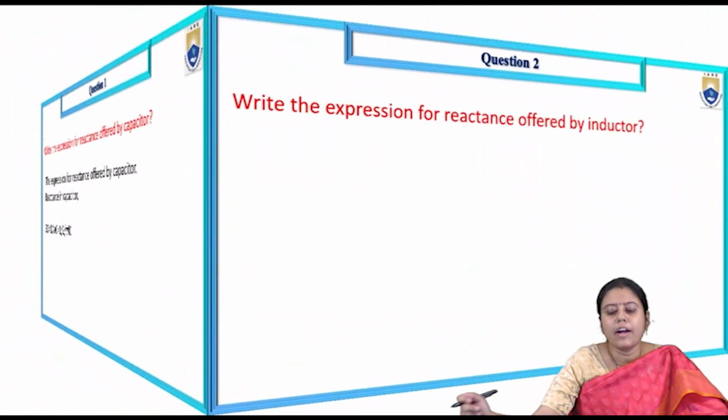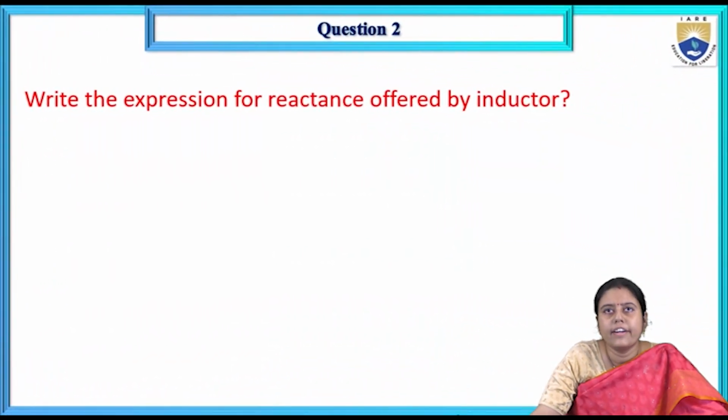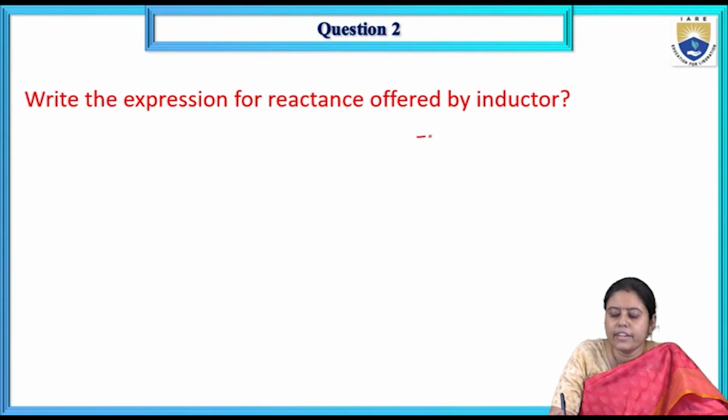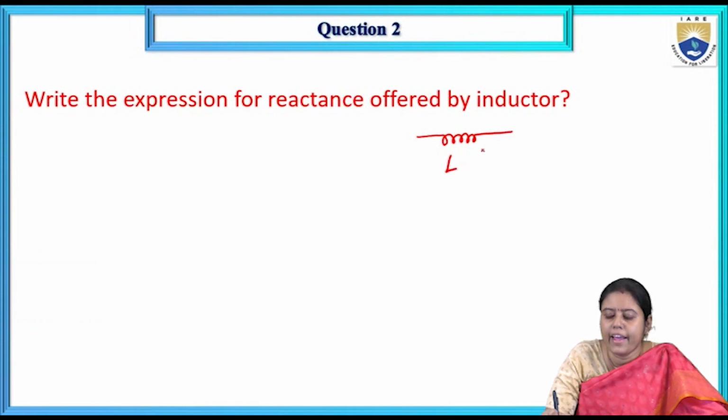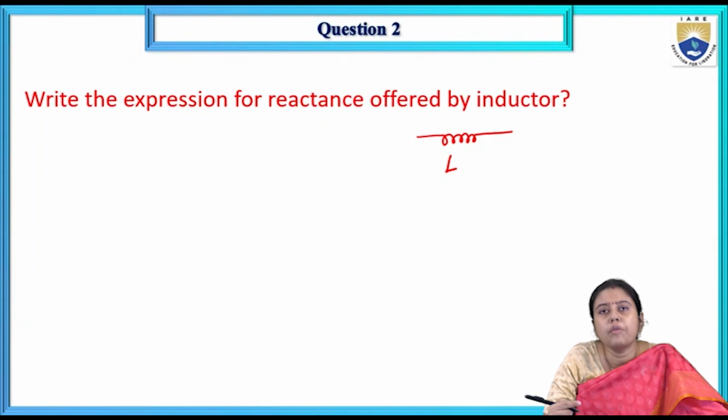Now similarly, we are coming to our next question. Write the expression for reactance offered by an inductor. So what is an inductor? Inductor we generally draw by this sign. We write it by L. And what is an inductor? Inductor is the property of the circuit element which will oppose the rate of change of current.